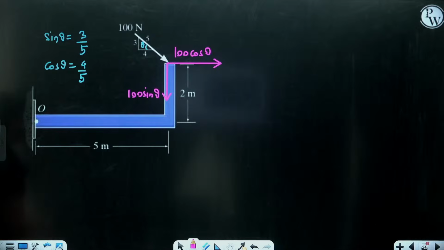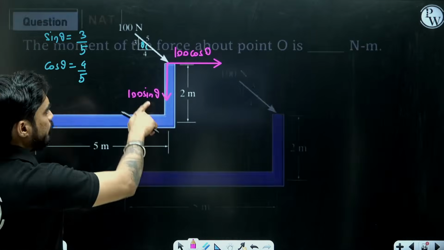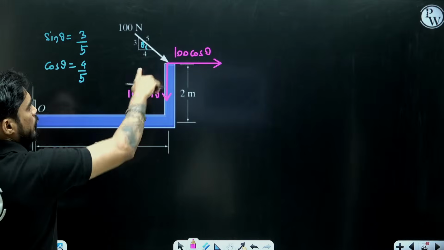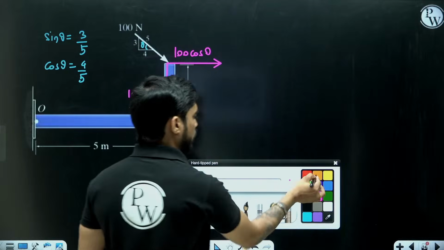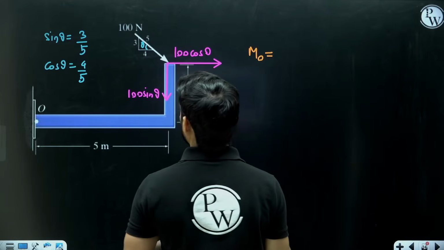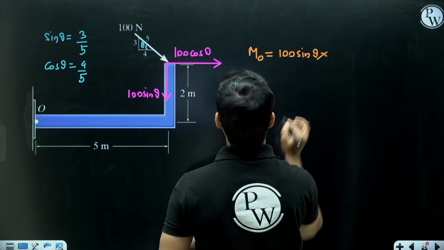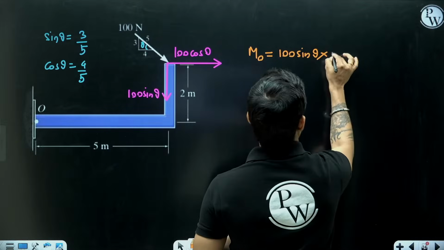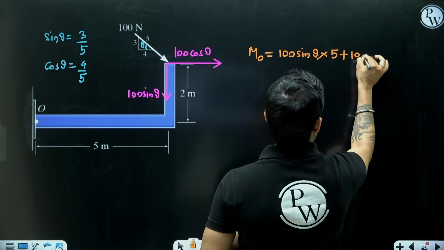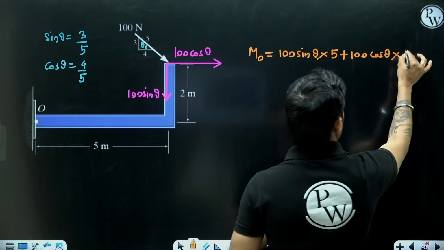Both of them will make clockwise moment at point O, right? So M at point O will be how much? 100 sine theta multiplied by 5 plus 100 cos theta multiplied by 2.